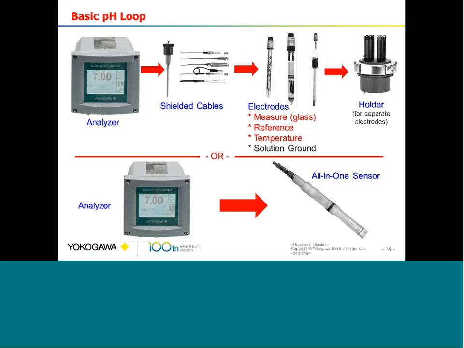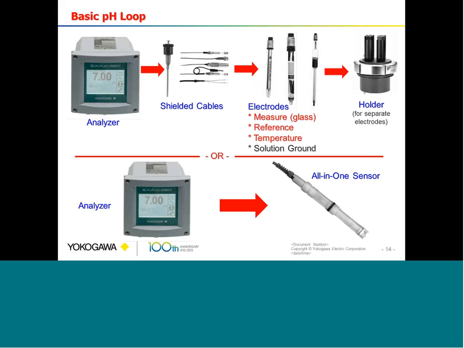While we're talking about analyzers, let's take a minute to look at what is actually required to measure pH, to make a pH loop. Obviously, you need an analyzer that converts the raw input signal from the sensors, calculates the things that need to be calculated, and displays and transmits the pH and associated values like temperature. Then you need the pH sensors, which are 4 in number.